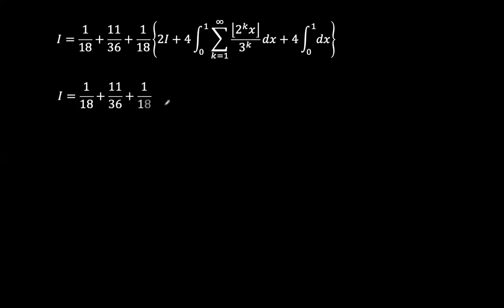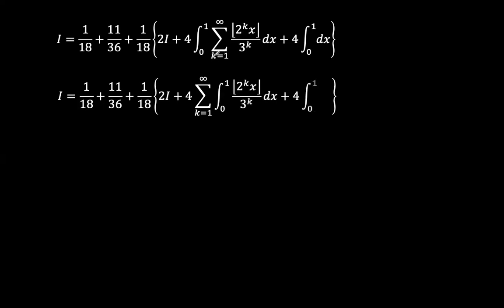We have 2I here, and then 4 times, because the sum is the same of the integrals. The integral of sums is equal to the sum of the integrals. So now we can swap these around. So now this is the summation from k equals 1 to infinity of the integral from 0 to 1 of the floor function of 2 to the power k x over 3 to the power k, and then 4 times the integral of constant 1 from x equals 0 to 1.